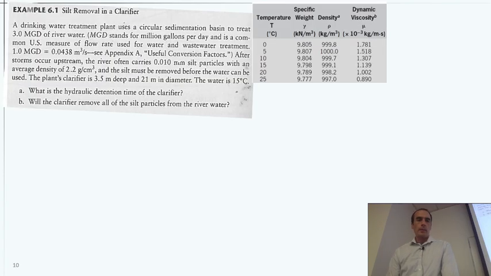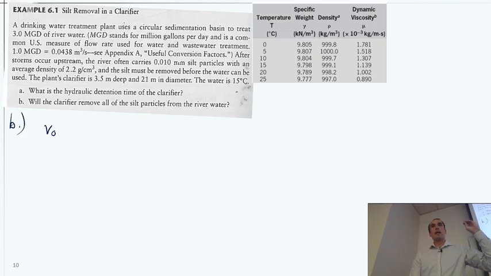So part B then, we want to know, will the clarifier remove all the silt particles from the river water? And by the way, any questions or issues on part A? Does that make sense? Just some unit conversions primarily and a little bit of geometry, right? Okay, so part B, we want to know, will the clarifier remove all the particles? Essentially, we need to compare, is V naught greater than, less than, or equal to Vs, right?